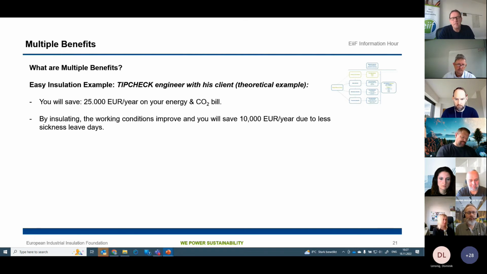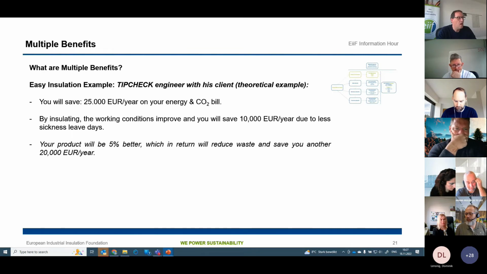And this can be evaluated, and this is exactly what the standard will do. How much money in a standardized way can you estimate you will save because you will have less sickness days because of this energy efficiency measure? In my example, I just put 10,000 euros. What may happen also with it, you remember in the TIPCHECK trainings, we always say, we are insulation experts. We are not production or product experts, but of course we do know that sometimes also the product gets better.